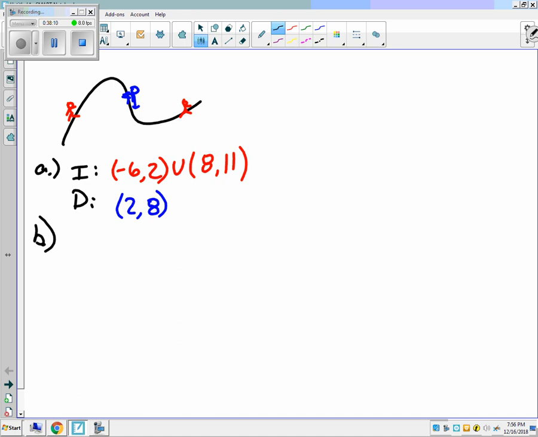Oh, domain, we got this. Domain, smallest X value. Does it touch -6? How do I show that? And does it touch every X value until what? 11. Does it touch 11? That was domain.